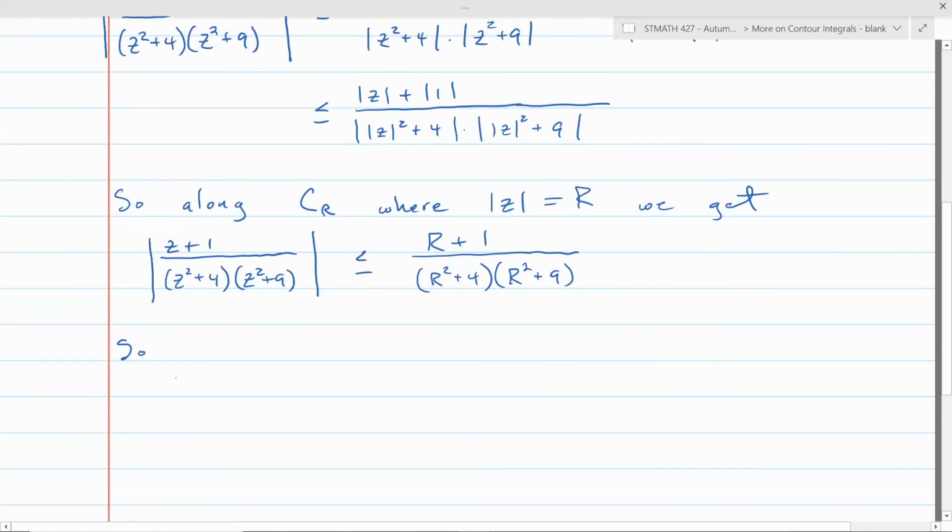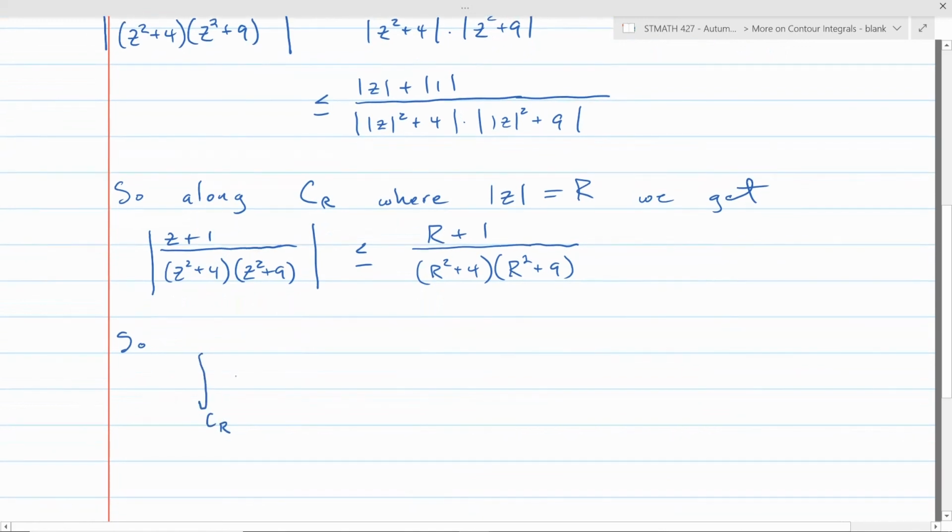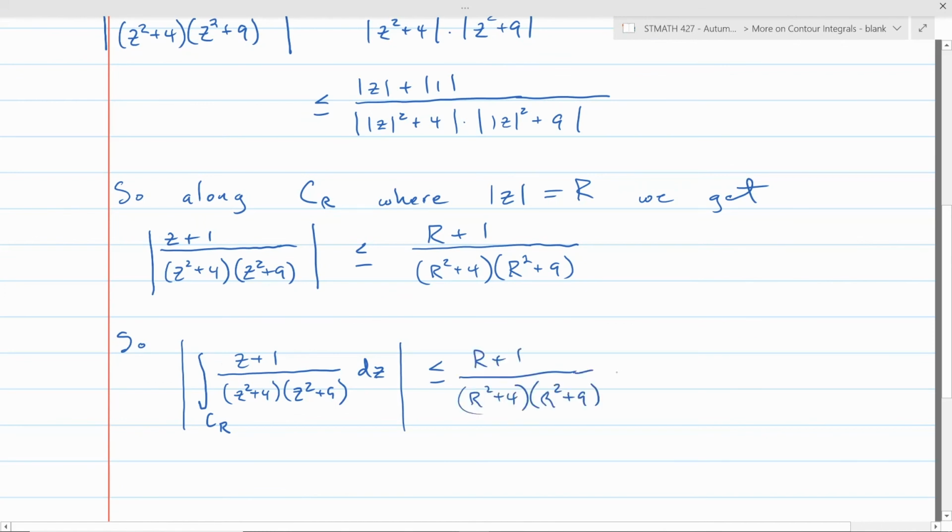So then we can say that this integral along C sub R, when we take the modulus of it, is less than or equal to this expression that we just got, times the length of our curve. Now our curve is just this semicircle of radius R centered at the origin. So it's just half of 2 pi R, right? So it'd be pi R. And that's the length of the arc there.